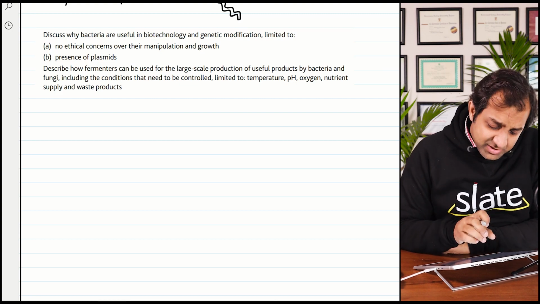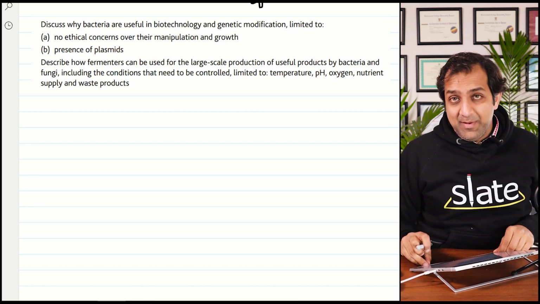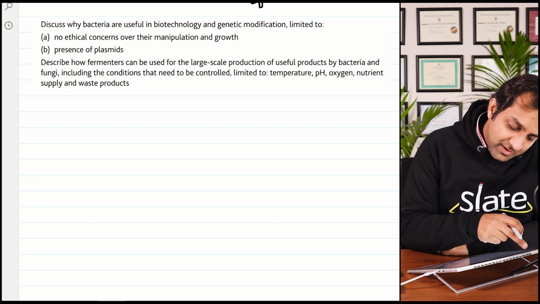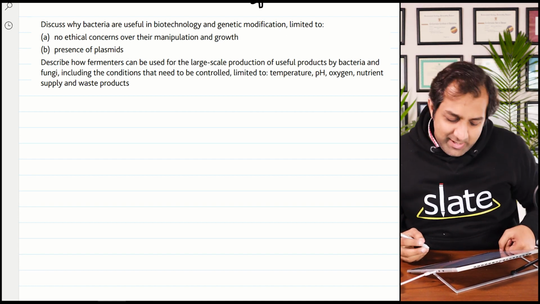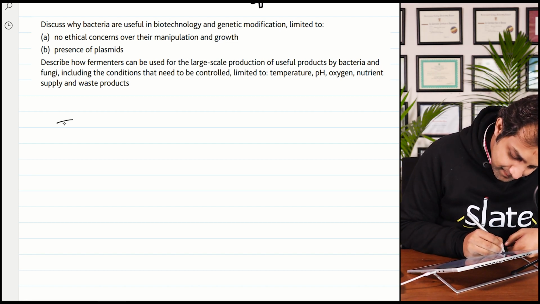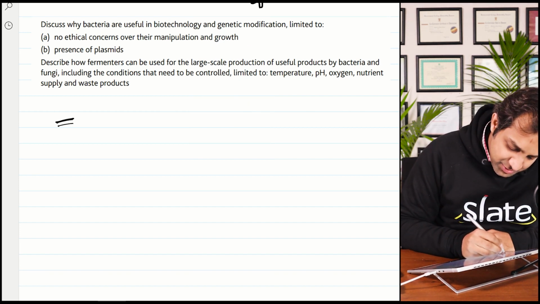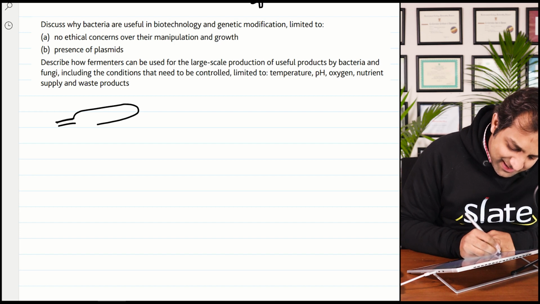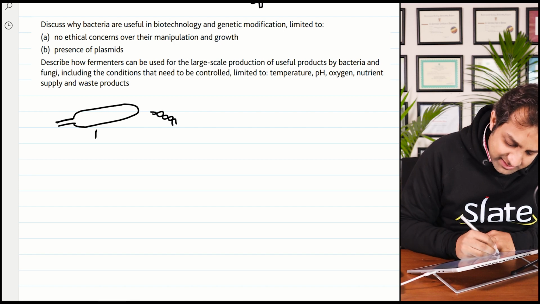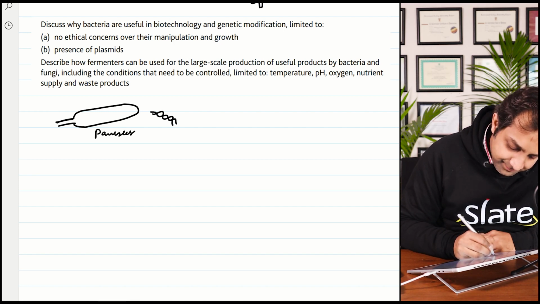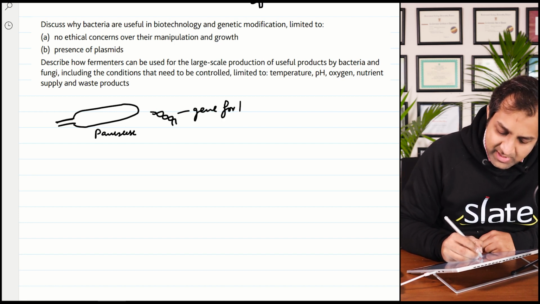So, here on your screen, the objectives ask us to discuss why bacteria are useful in biotechnology and genetic modification. For this, let me give you a little example. Consider we need to make insulin. So what you do is you extract DNA from the pancreas. This is your pancreas, and this is a gene for insulin production.